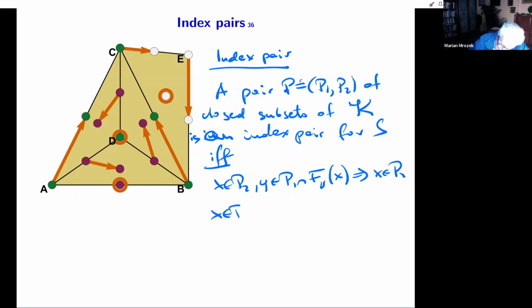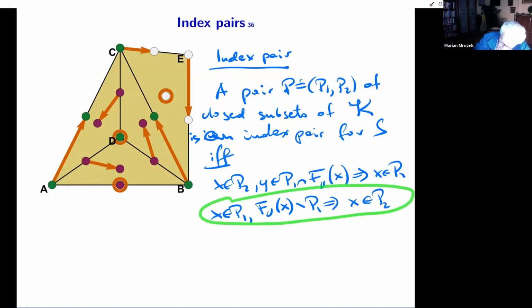The other condition is not present in the Wazewski set, but is the consequence. No, sorry. This is what I write right now is the analog of the exit set. If X is in P1 and there is something in a target which is not in P1, then actually X must be in P2. So this somehow corresponds to the exit set. P2 plays the role of the exit set. And this is just needed. This has no analog in the Wazewski set, but this is just needed because P2 is not necessarily a part of a boundary. It may be a bigger set.